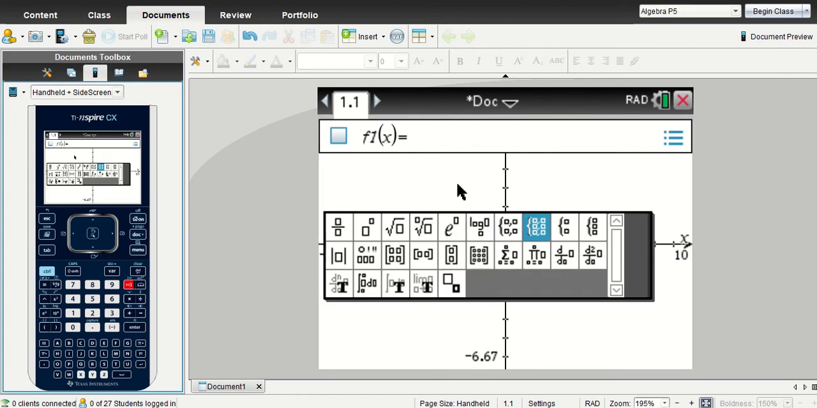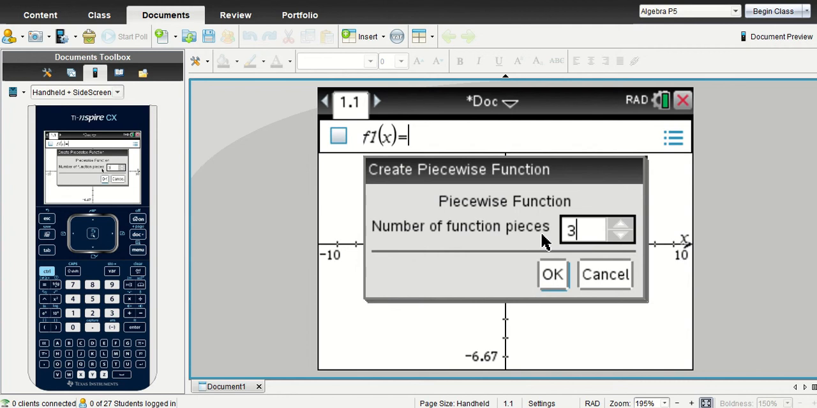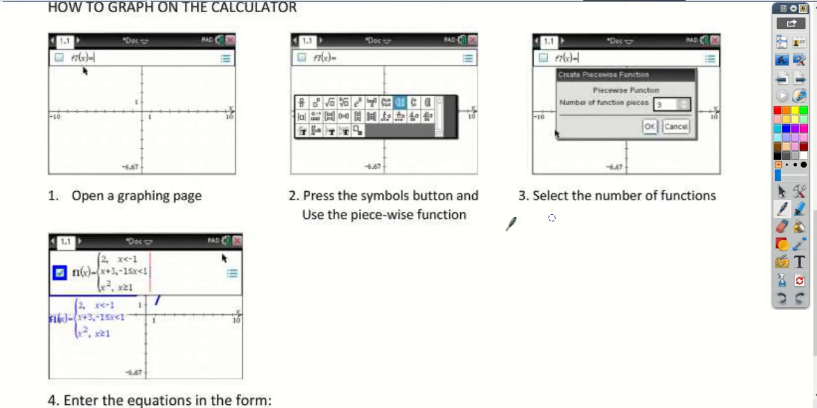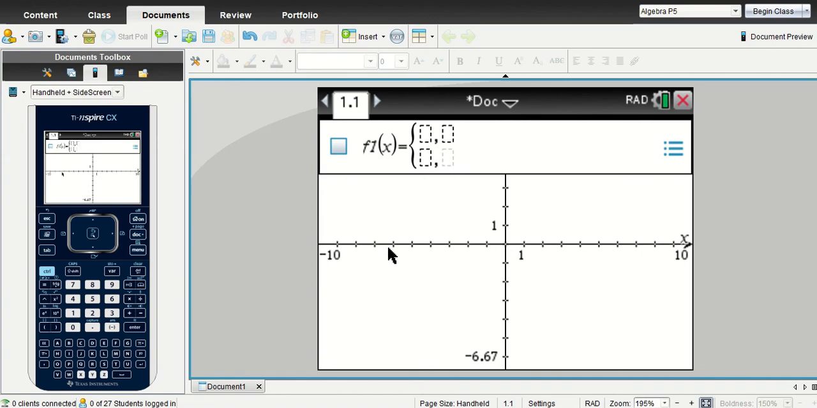You press this button, and this option right here is the piecewise function. And so you can see it says how many functions. So it's usually either 2 or 3, okay? And then what you're going to do, in the first box, is type in what the function is, so what the equation is, and then the second box is going to be the domain.